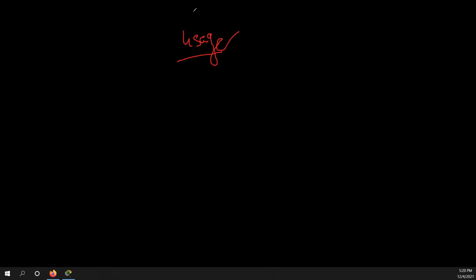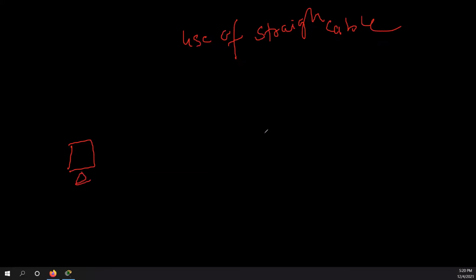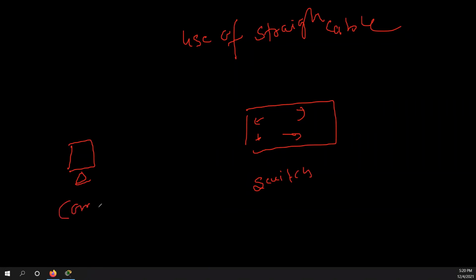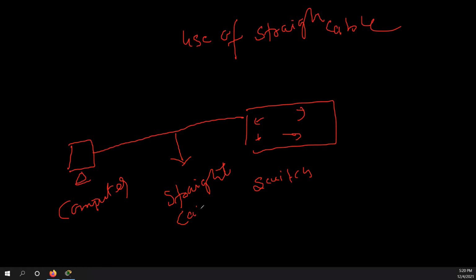Let's talk about uses of straight cable. For example, let's say you have a computer over here, and on another end you have a switch. So this is switch and this is computer. When you are connecting computer and switches, this cable would be straight cable. Or we can say this is patch cable.